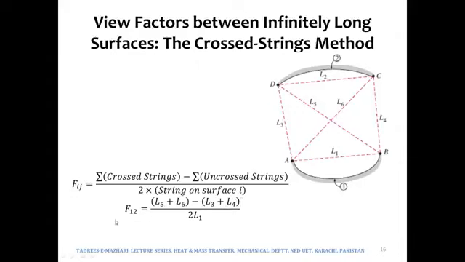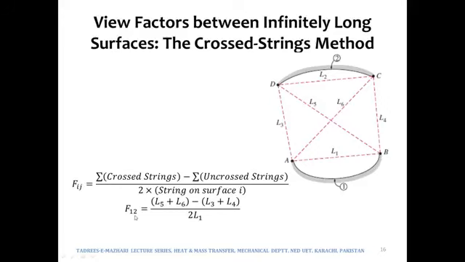Now for example, if you want to find out F12, F12 would be the summation of crossed strings, meaning L5 plus L6, where L5 is the length of this string and L6 is the length of that string, minus the summation of uncrossed strings, meaning L3 and L4, over 2 times the string on surface i. For F12, i would be 1. So what is the length of the string on surface i? It is L1, so it would be twice L1.